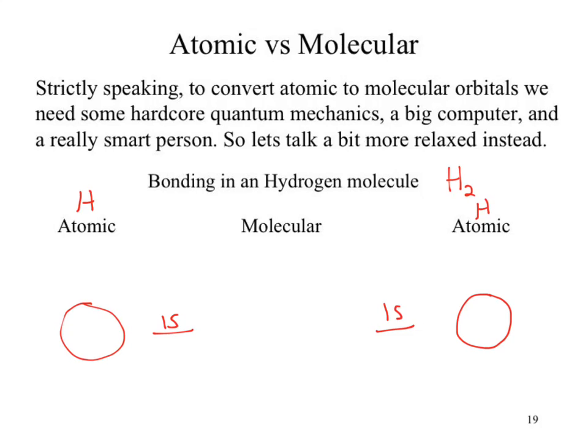Okay, so the next question is, where do I draw that new interaction? Because what I'm now looking at is a molecular orbital. I'm looking at how these two atoms and their electron clouds interact with each other. Should that molecular orbital be lower in energy or higher in energy? Why should it be lower in energy?